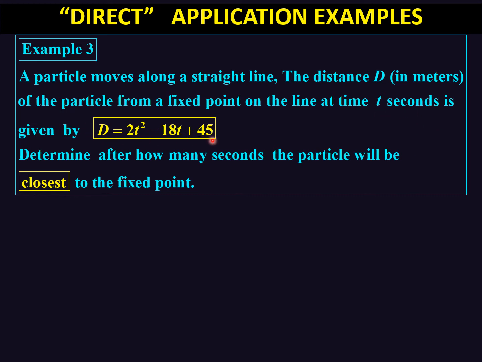This again is our objective function given. So it's a direct application. Determine after how many seconds the particle will be closest to the fixed point. See, here I use another word, closest, another word for closest, nearest. Right? You should know your English here. And instead of nearest, we say the minimum distance we want to find.